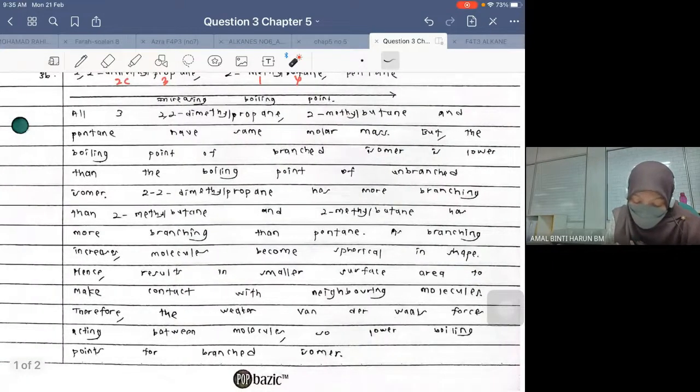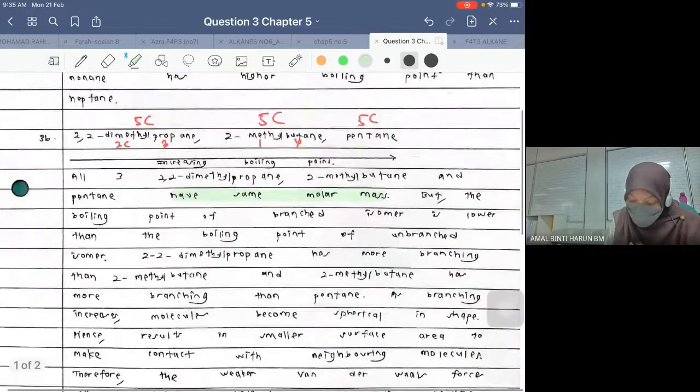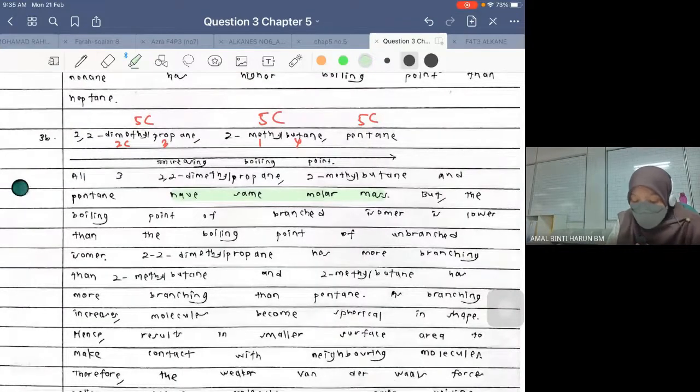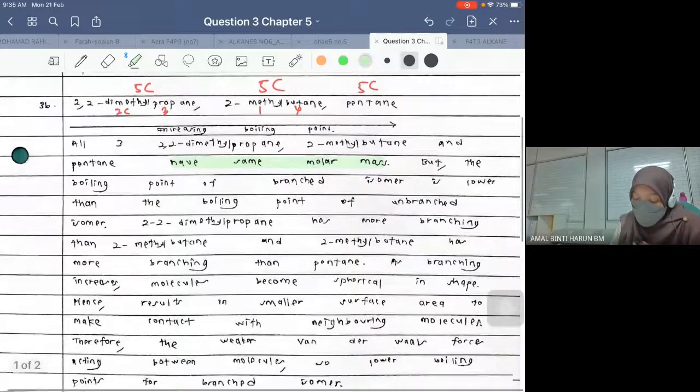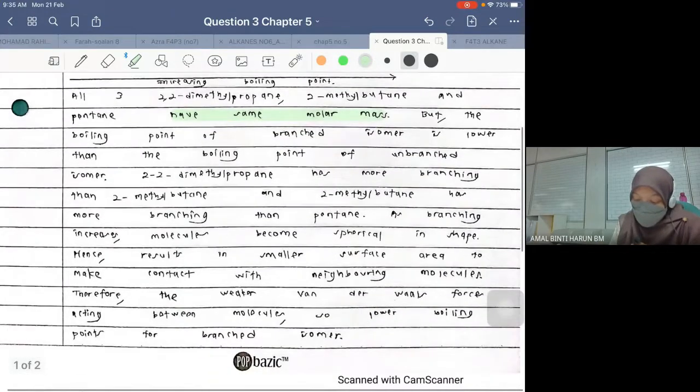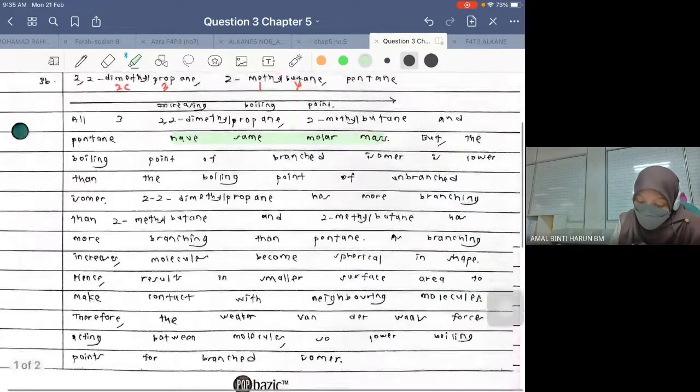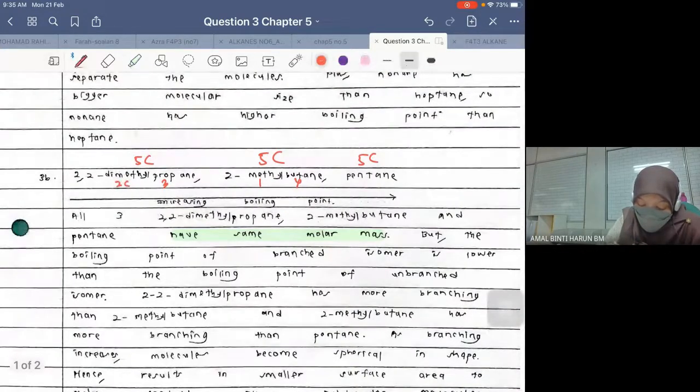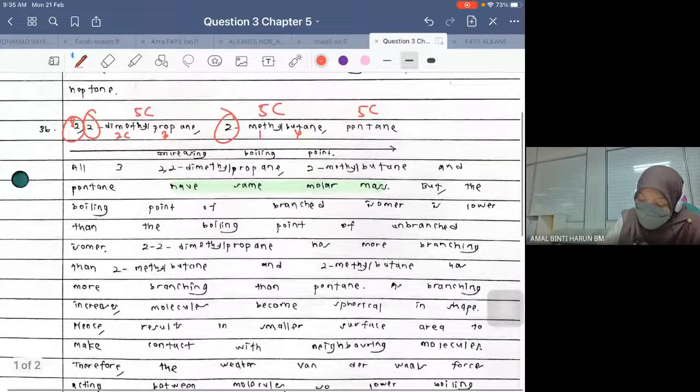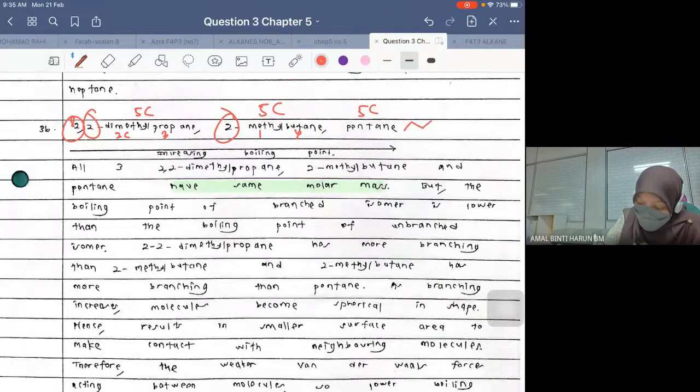Okay, mula-mula dia kata all this structure has same molar mass. Sebab apa? Macam mana kita boleh kesan dia molar mass? We can draw the structure. So we can count the number of carbon. So if they have same number of carbon, they have same molar mass. Okay. For the branching alkane, tengok kat sini, ni ada 2 branch. Ini ada 1 branch. Yang ni linear terus tu 3, 4, 5.